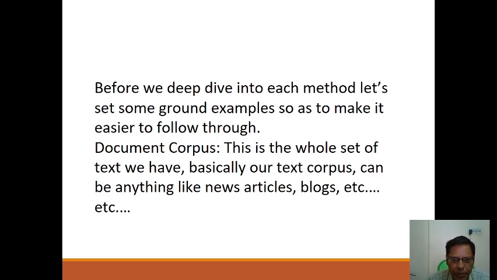Before we deep dive into these, we should know about the document corpus. What is a document corpus? This is the whole set of text we have, basically our text corpus. It can be anything like news articles, blogs, etc. A corpus is when a statement is converted in such a way that the system can understand it.